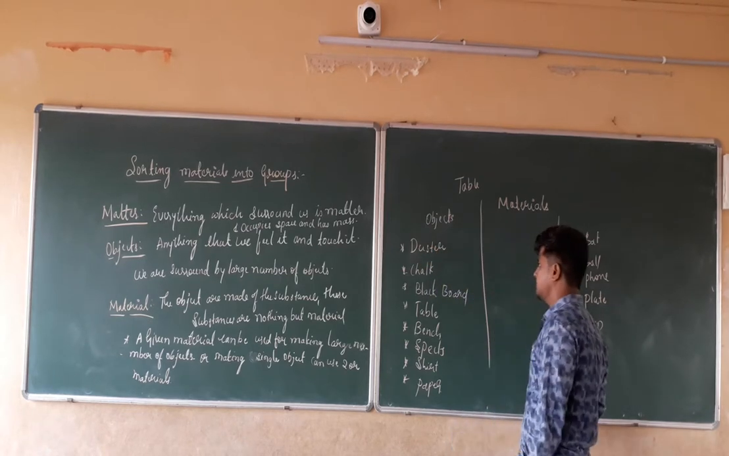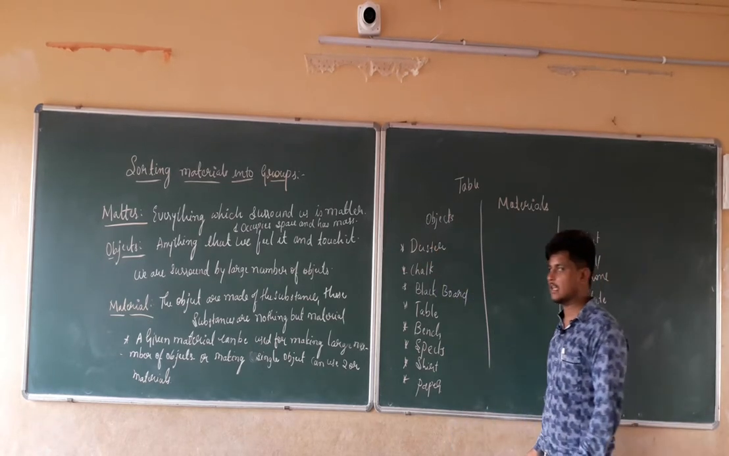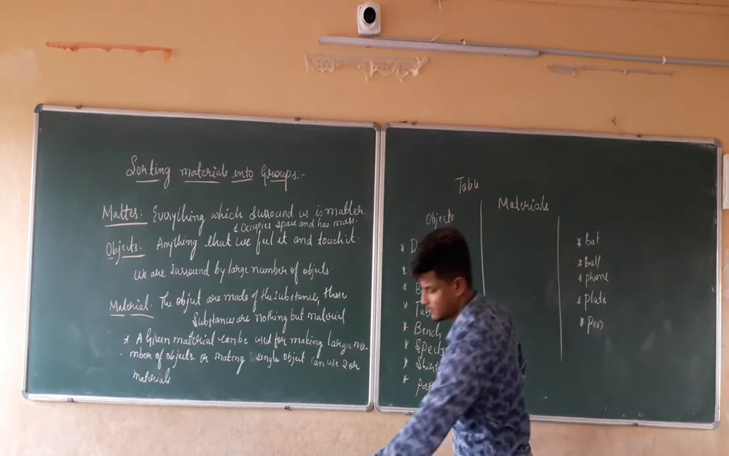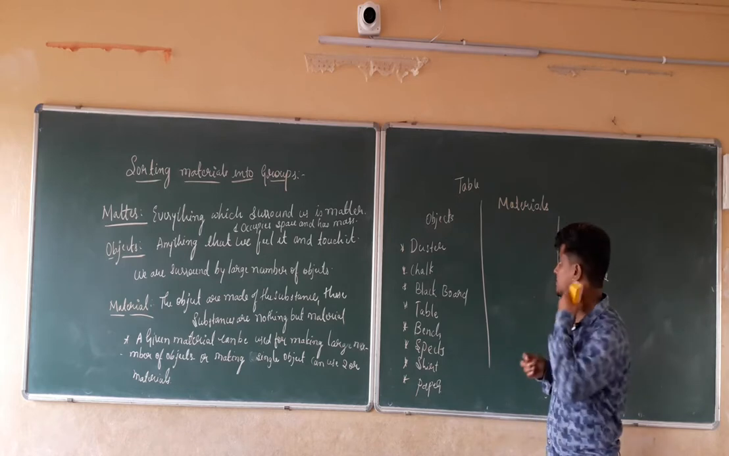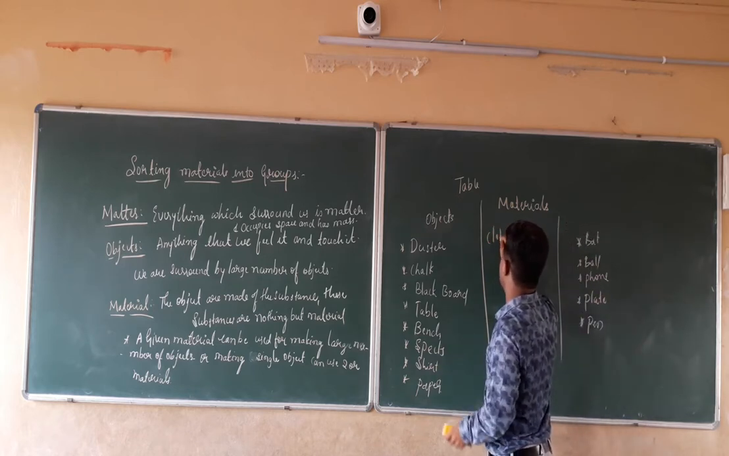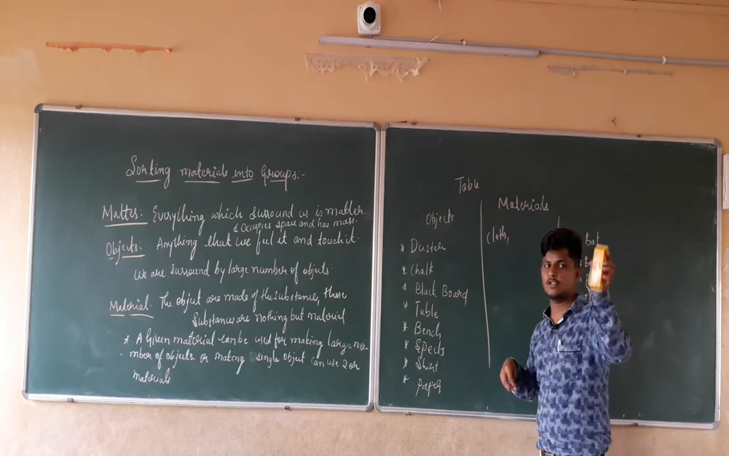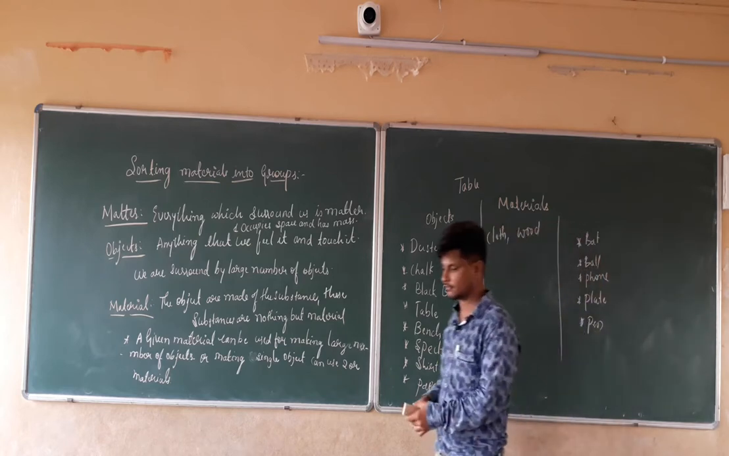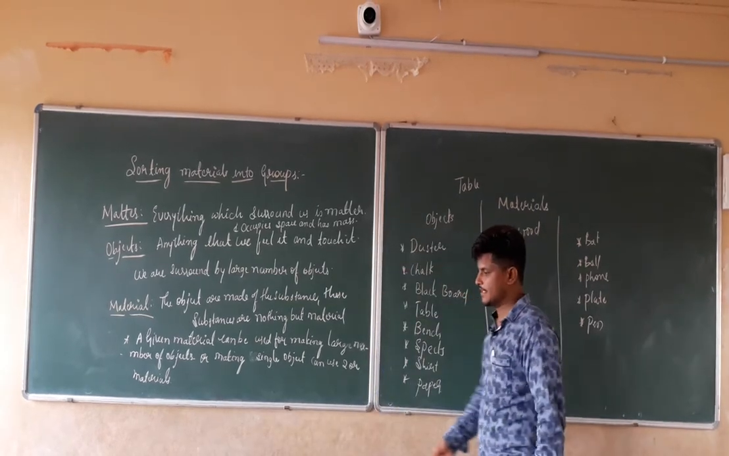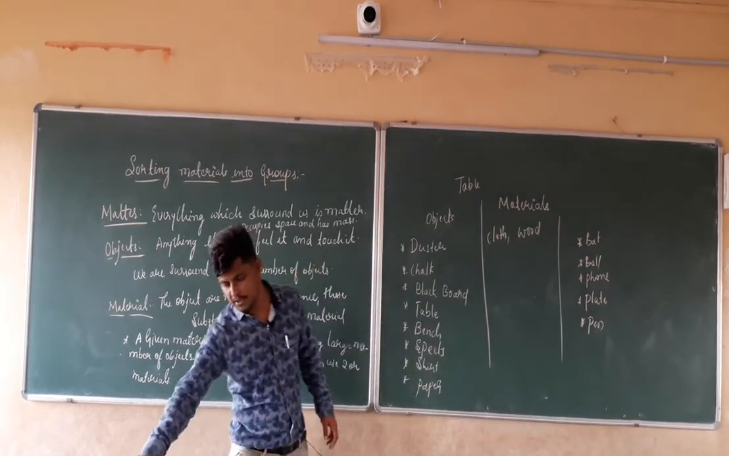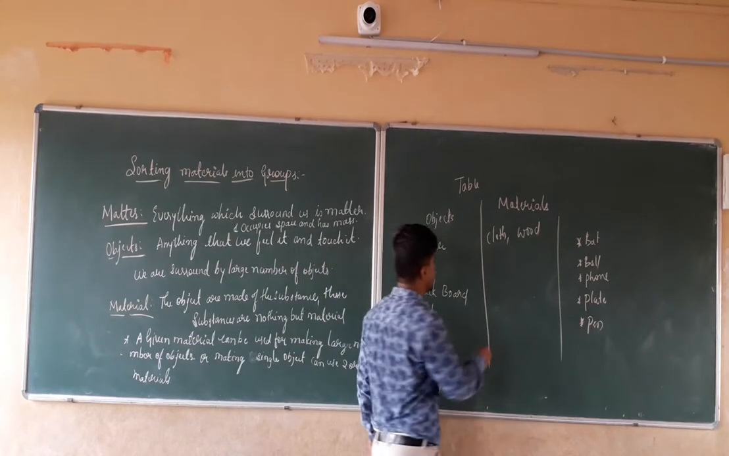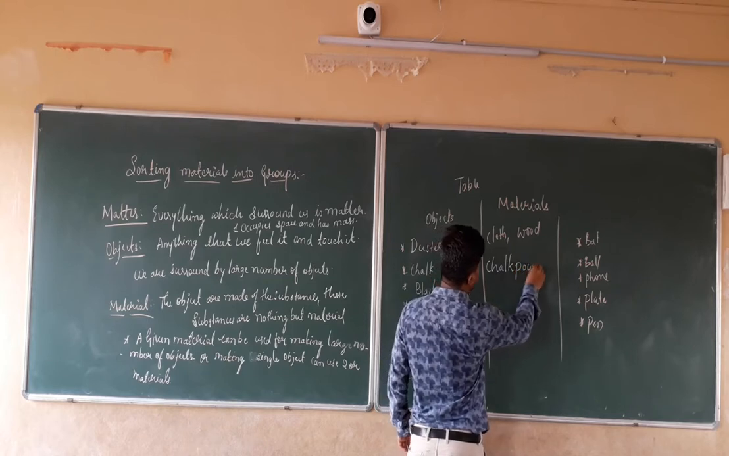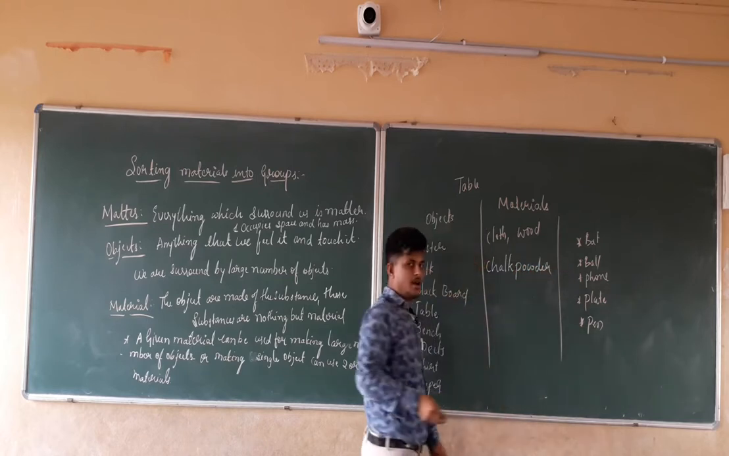If we take the example of the duster, which materials have we taken here? First one is a cloth piece, so we can take it as cloth. Second, we used wood. In the same manner, if you take the second example, chalk, what have we used here? We have used chalk powder.